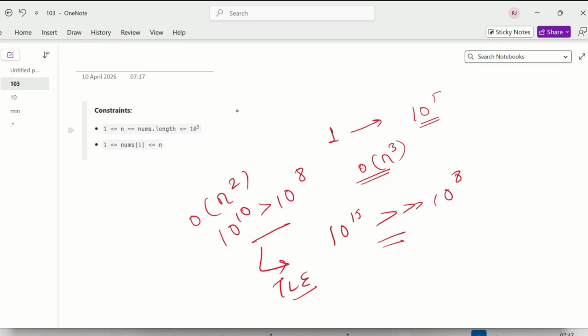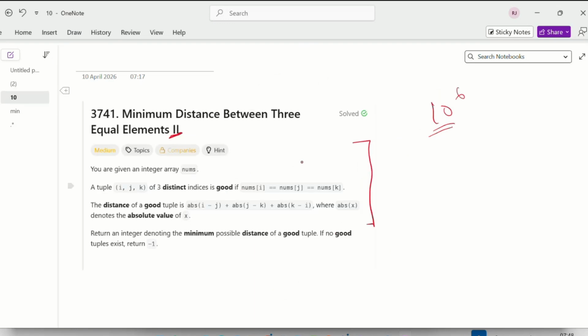So in this case, we need to find some solution whose time complexity will be big O of n or big O of n log n at maximum. In these two cases only, we can get the value within the constant and we will not get TLE. So basically this constant is making this problem medium and the previous problem hard.